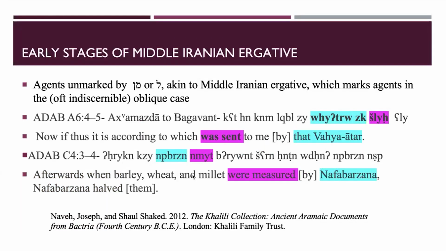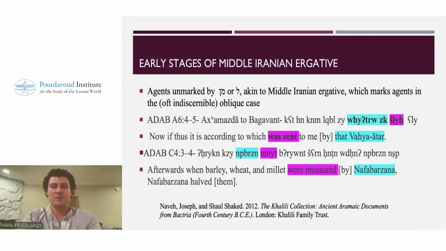The next one is even more striking. Afterwards, when barley, wheat, and millet were measured by Nafa Barzana. What we have here is another past participle and a name which can serve no other purpose but as an agent. But here the participle is a calque of Old Iranian. It's essentially a frozen Iranian form thrown into Aramaic, ni mita. So here we see the continued influence of Iranian into Aramaic such that the ergative system is seeping in here at the very end of the Achaemenid period.